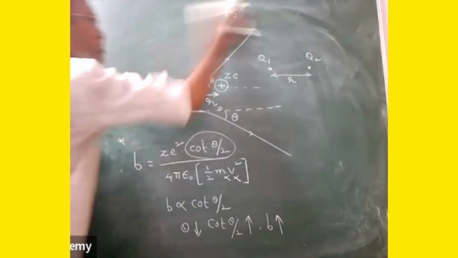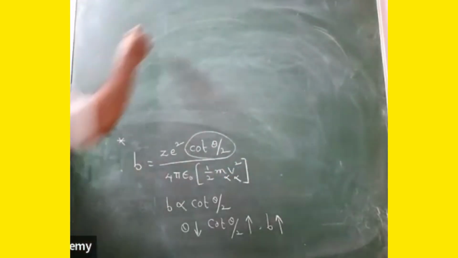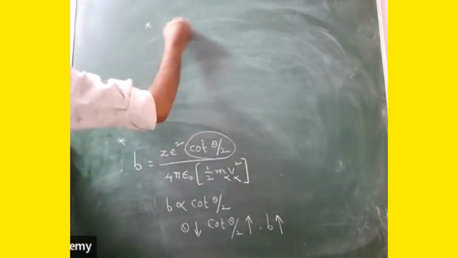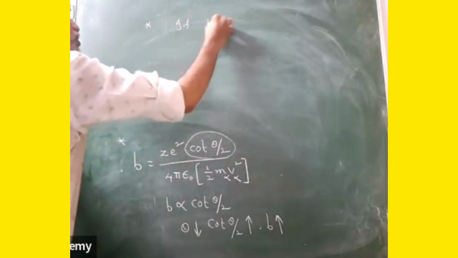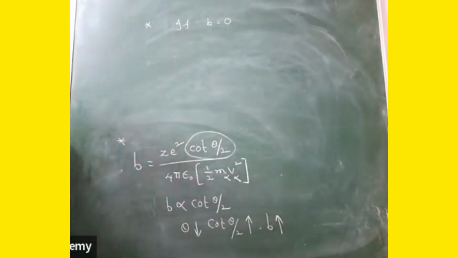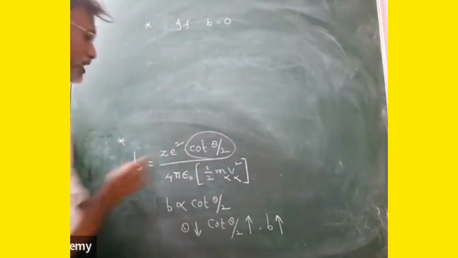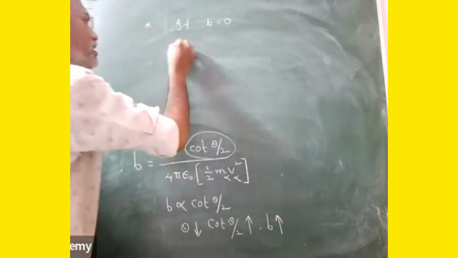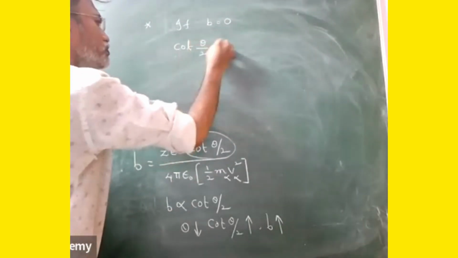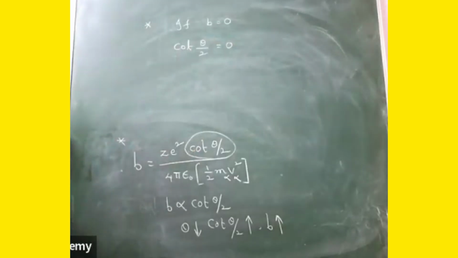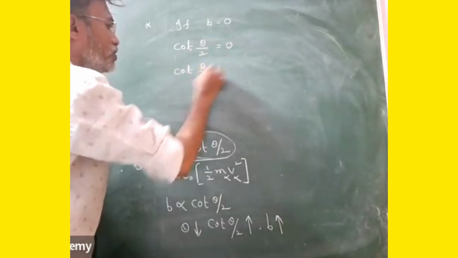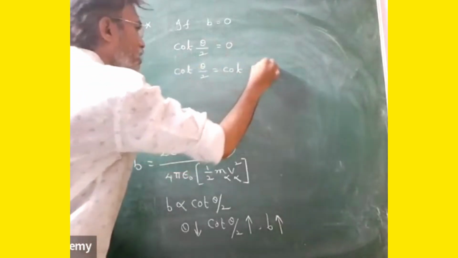Now from this, we are taking another point. If I consider that the impact parameter is 0, this B value equal to 0, what happens here? If B equals 0, then for this cot theta by 2 term, on cross multiplication, 0 into anything equals 0, so cot theta by 2 equals 0. When the cot value becomes 0, cot theta by 2 equals cot 90. Cot 90 equals 0.